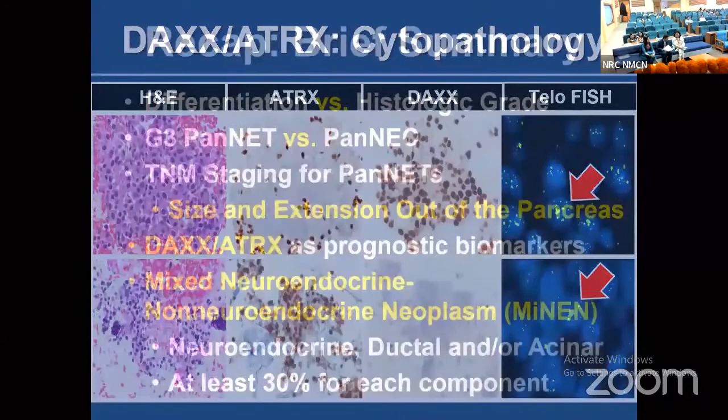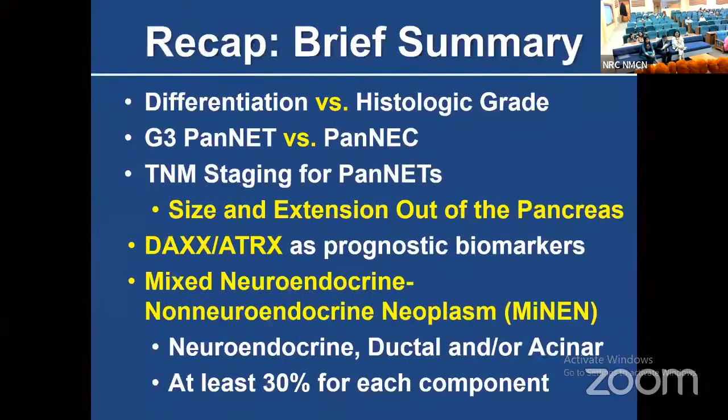Now, I've gone through several concepts: nomenclature, pathologic findings, staging, and stage, but I'm not done yet. But this is a good time for a brief summary or recap. And so I'd just like to go through that really briefly. First, the differences between differentiation and histologic grade. Again, differentiation refers to the extent of a neoplasm resembling its non-neoplastic counterpart, while histologic grade is strictly for well-differentiated pancreatic neuroendocrine tumors.